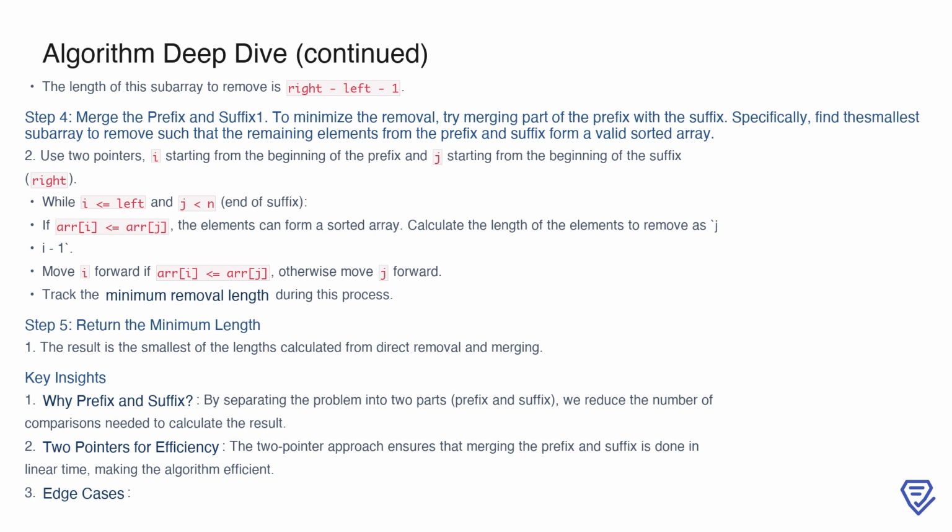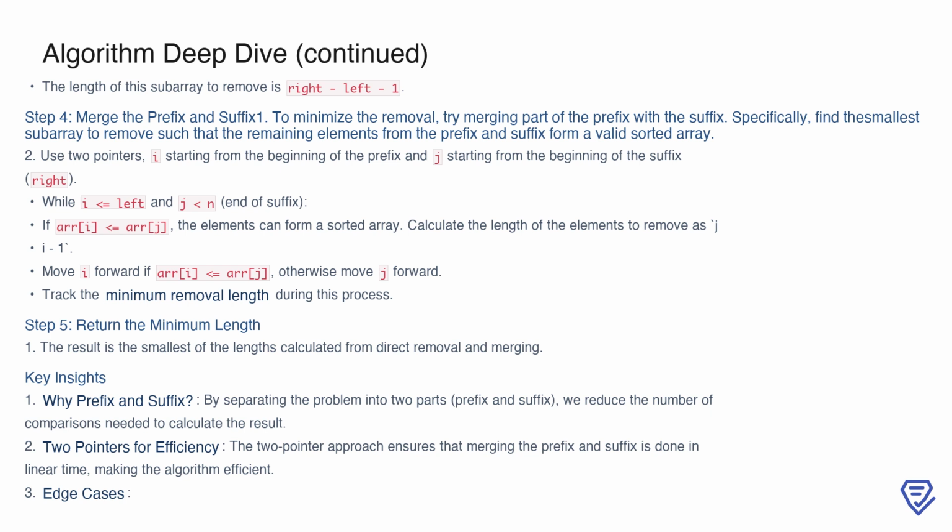This involves finding the smallest subarray to remove such that the remaining elements from the prefix and suffix form a valid sorted array. To achieve this, we use two pointers, one starting at the beginning of the prefix, i, and the other starting at the beginning of the suffix, j.